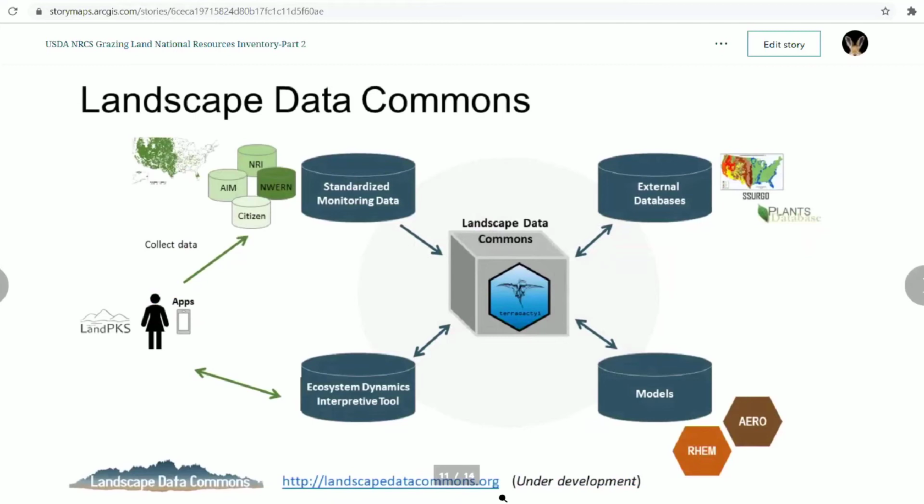It calculates indicators, produces inputs for erosion prediction models, like RHEM or AERO, the RHEM being the Rangeland Hydrology and Erosion Model, and connects indicators and model outputs to interpretive tools like the ecological site descriptions and EDIT, which is the Ecosystem Dynamics Interpretive Tool. A lot of acronyms going on in this presentation. And the goal of the data commons is to make standardized monitoring data sets like NRI more accessible to agencies and collaborating scientists.